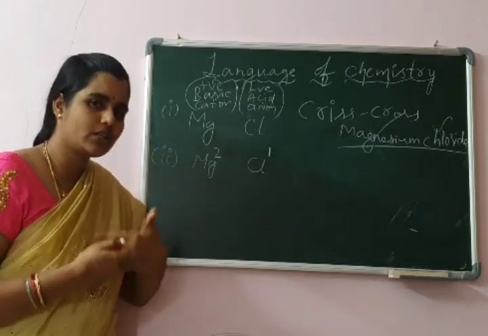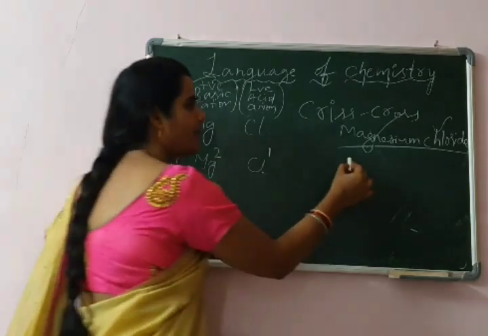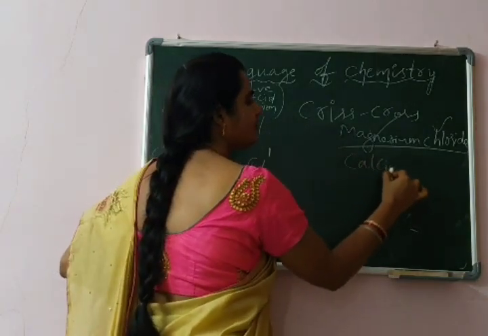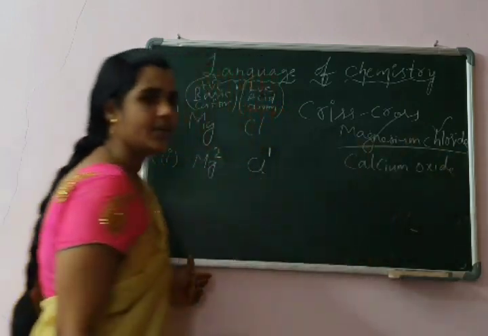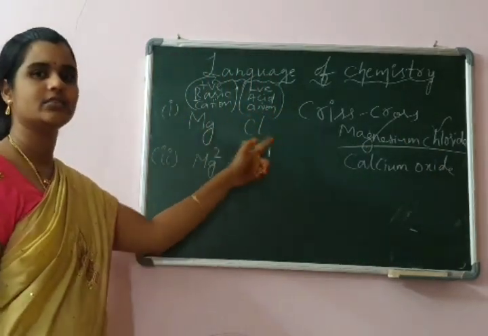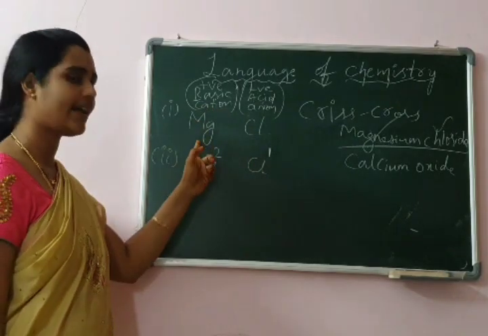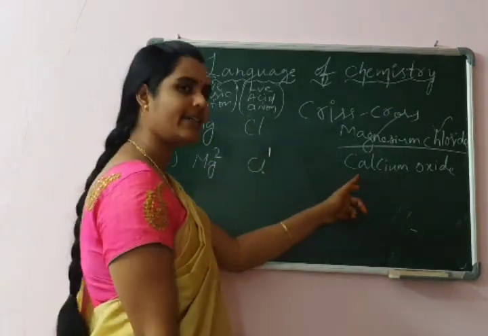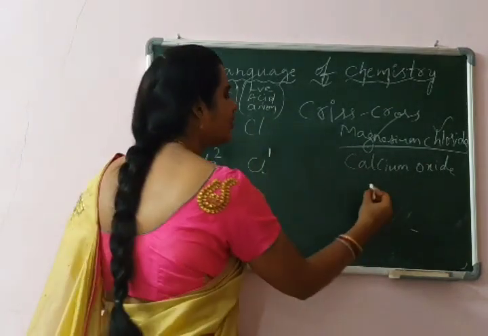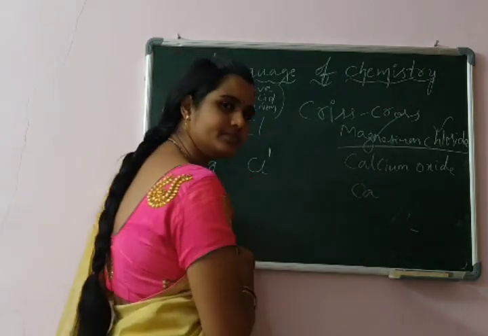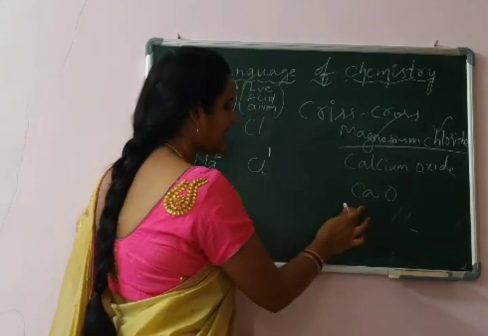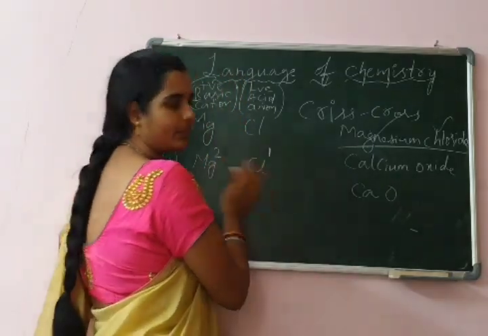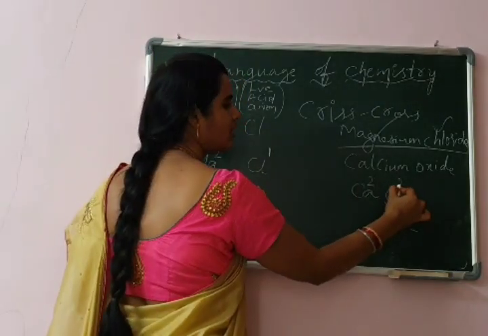But consider if it is calcium oxide. The first step is to write the symbols side by side. The basic radical should be written first. What is the basic radical? That is calcium. Calcium, and then oxygen. Next you have to write the valencies on the top. So calcium 2, oxygen 2.